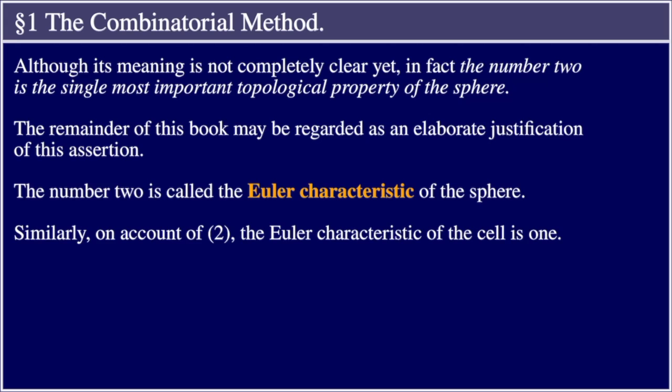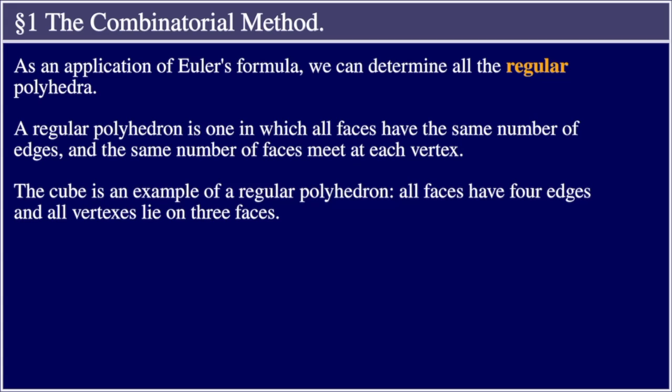Similarly, on account of equation 2, the Euler characteristic of the cell is 1. As an application of Euler's formula, we can determine all the regular polyhedra. A regular polyhedron is one in which all faces have the same number of edges and the same number of faces meet at each vertex. The cube is an example of a regular polyhedron. All faces have 4 edges and all vertices lie on 3 faces.